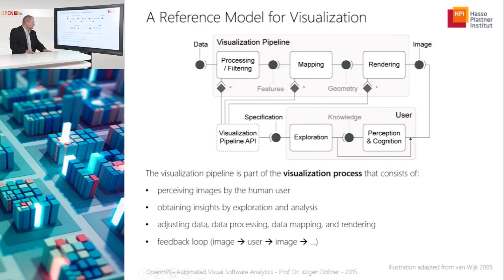The visualization pipeline is part of the visualization process that consists of perceiving images by the human user, obtaining insights by exploration and analysis, adjusting data processing, data mapping and rendering, and of course we have this feedback loop based on the interactive image generation. The user reacts and the user redefines different parameters of the visualization pipeline at the various stages.